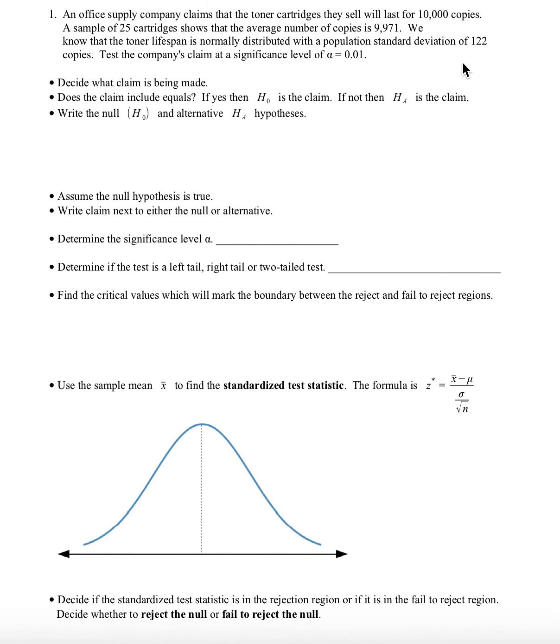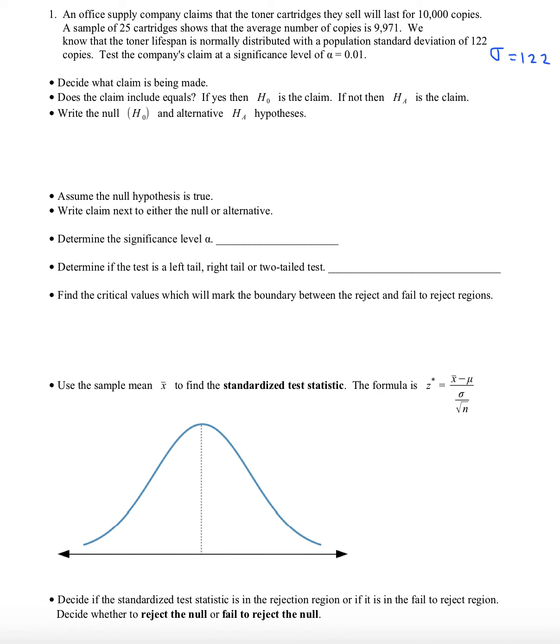The population standard deviation is given. Sigma is 122. Is the population normally distributed? Yes, they said it was. So it is valid to use this approach for the hypothesis test.